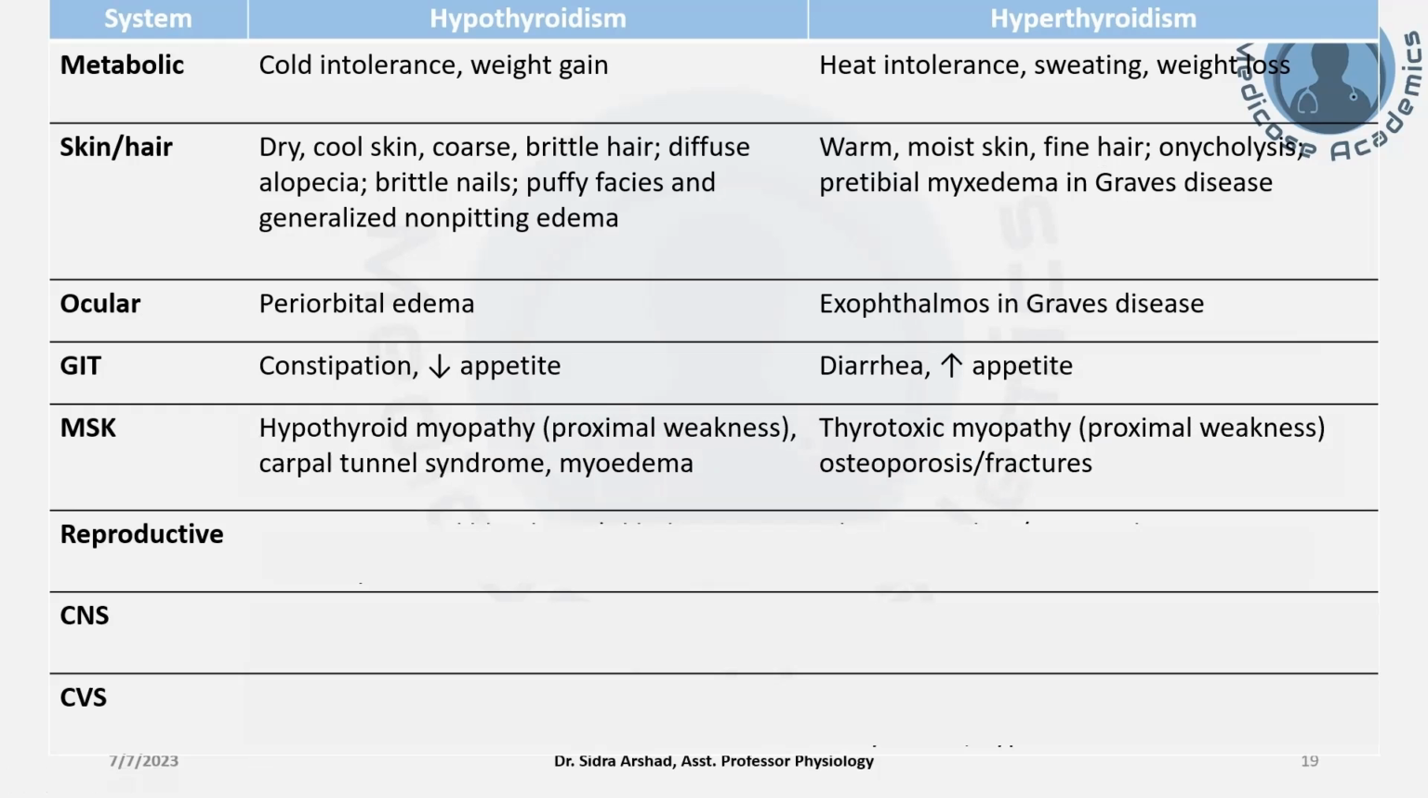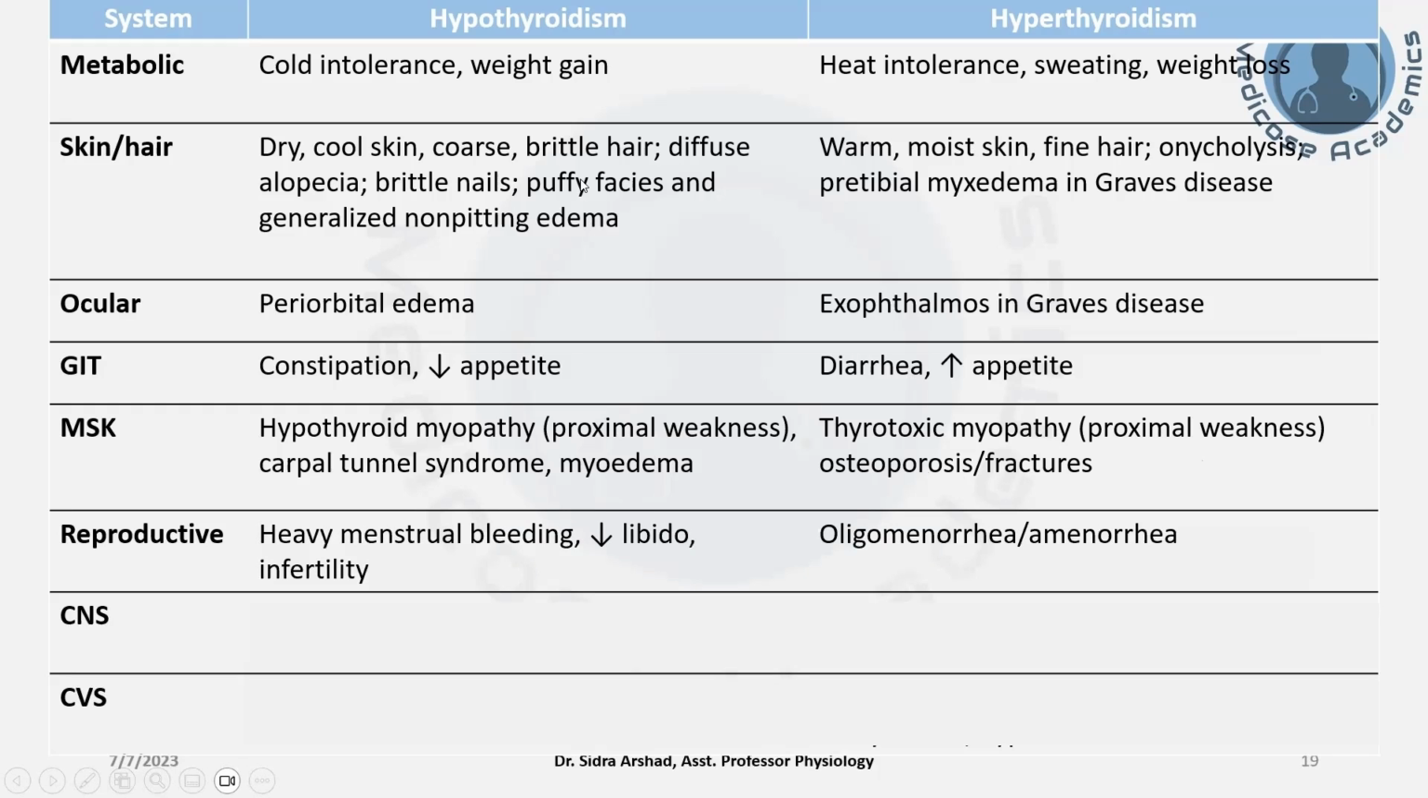In the musculoskeletal system in hypothyroid individuals, there is characteristic hypothyroid myopathy, which is characterized by proximal muscle weakness. These patients are prone to develop carpal tunnel syndrome and actual edema of the muscles. In hyperthyroid individuals, there is thyrotoxic myopathy, which is characterized by proximal muscle weakness as well. These patients are also prone to develop osteoporosis because there is increased resorption of bone caused by thyroid hormones, and because of that, they are at an increased risk of fractures.